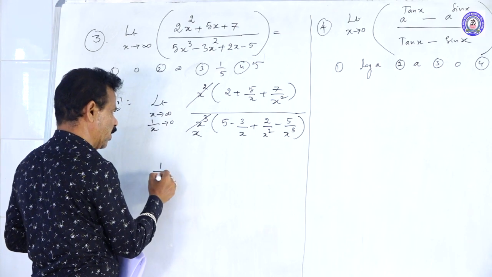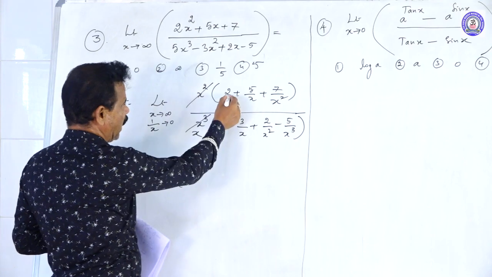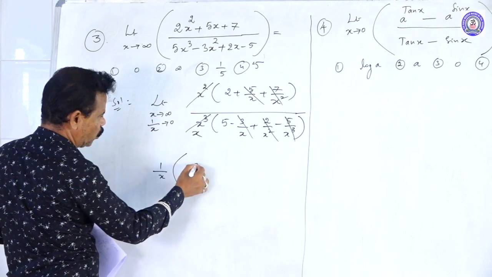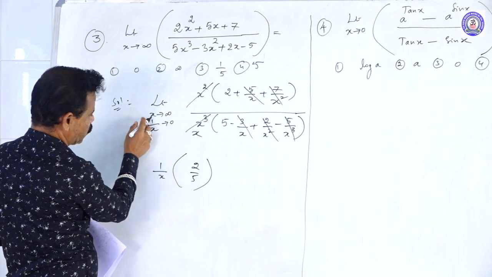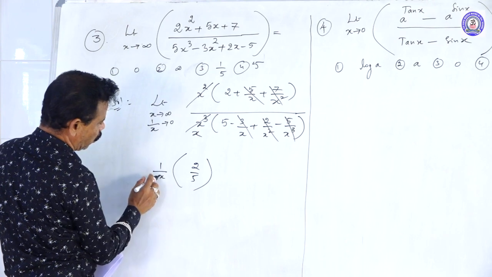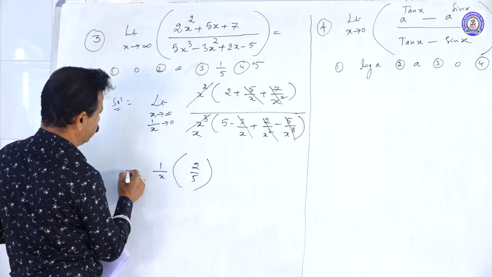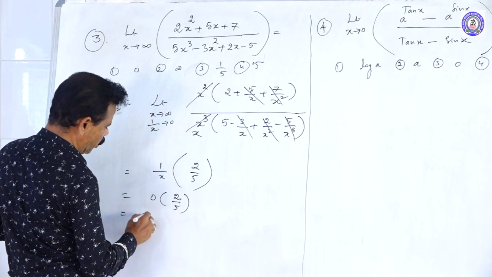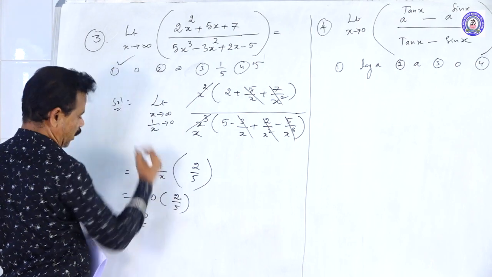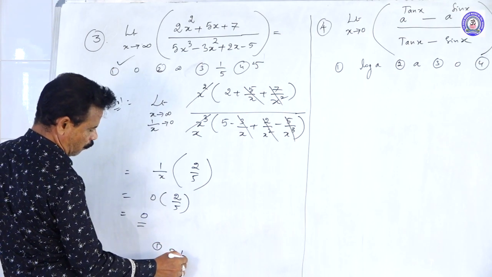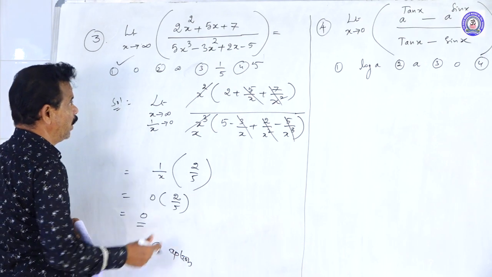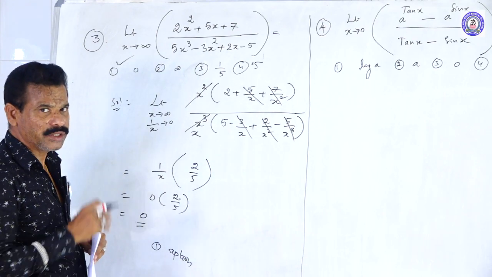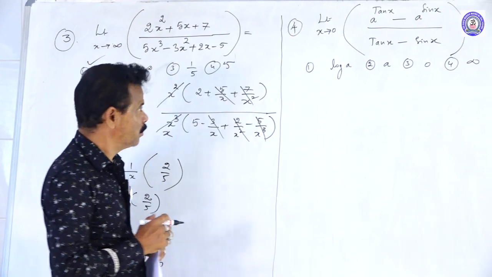So the denominator has x, giving 1 by x, and inside, all these terms are 0. So the remaining is 2 by 5. As x tends to infinity, 1 by x tends to 0, so this is 0 into 2 by 5. 0 into something is 0. So the first option is the right answer. In this type of infinity problem, take the highest power common in numerator and denominator.